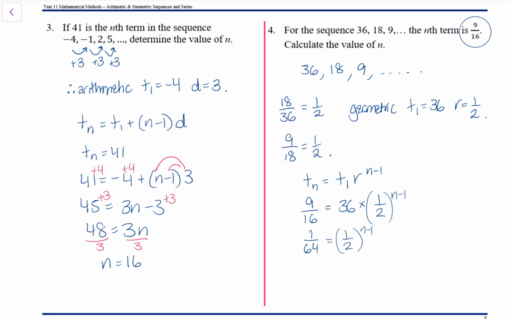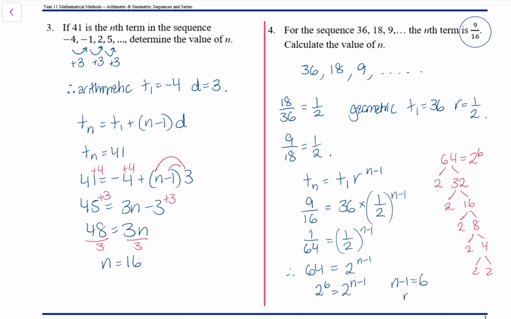So that means 64 has to equal 2 to the power of n minus 1. If we bring that 64 to be a power of 2, so we're using our prime numbers. I mean, you could use logs, but this is easier. 2 times 32, 2 times 16, 2 times 8, 2 times 4, 2 times 2. 1, 2, 3, 4, 5, 6. So 64 is 2 to the power of 6. So we've got 2 to the power of 6 is 2 to the power of n minus 1. So n minus 1 equals 6. So n has to be 7.